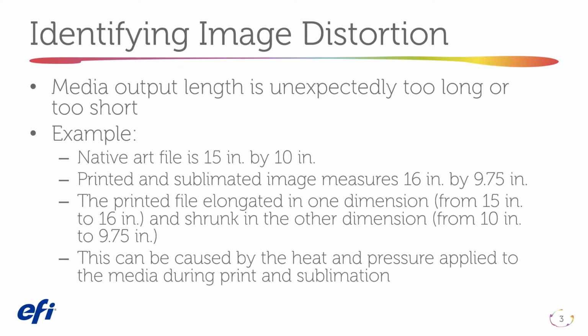Image distortion can be identified by media output that is unexpectedly too long or too short. For example, a starting native art file measures 15 inches by 10 inches. The actual printed and sublimated image measures 16 inches by 9.75 inches. So the file elongated in one dimension from 15 to 16 inches and shrank in the other dimension from 10 inches to 9.75 inches as a result of heat and pressure applied during print and sublimation.